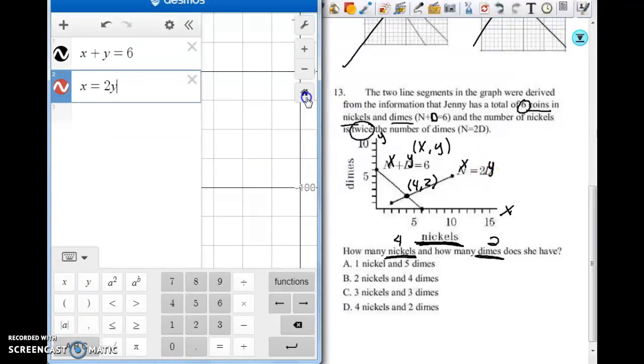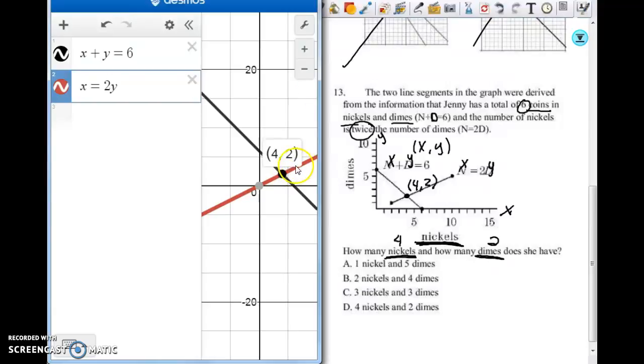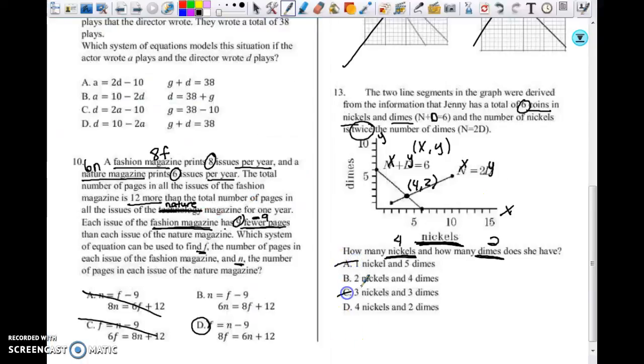And again, I still get the same answer, 4 comma 2, and I just have to remember that nickels, I used x, so x is 4, and dimes, I used y, so y is 2. Would it be A, B, or D? I'll let you pick that one, and that is all.